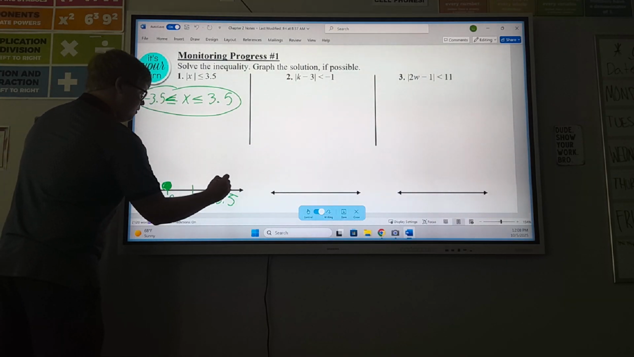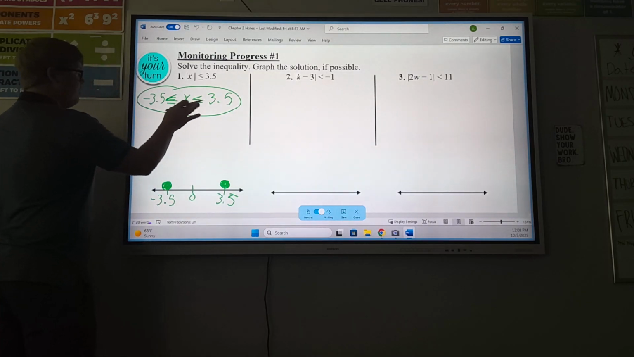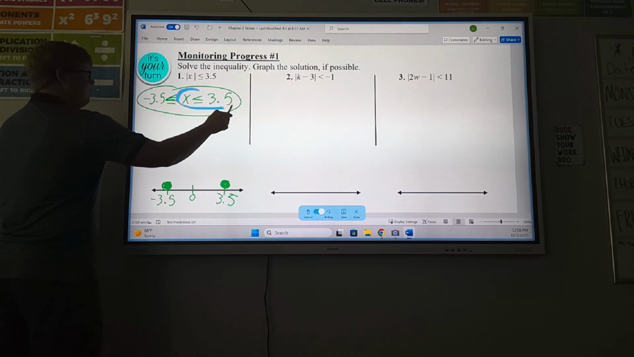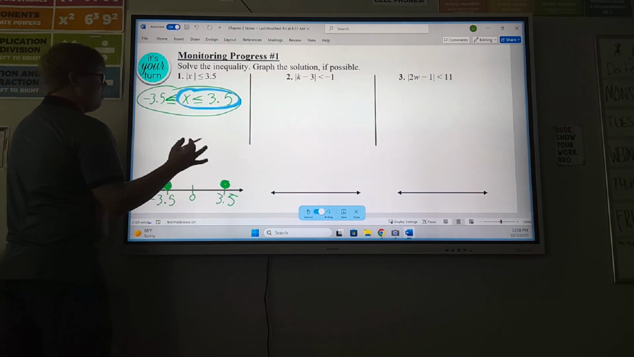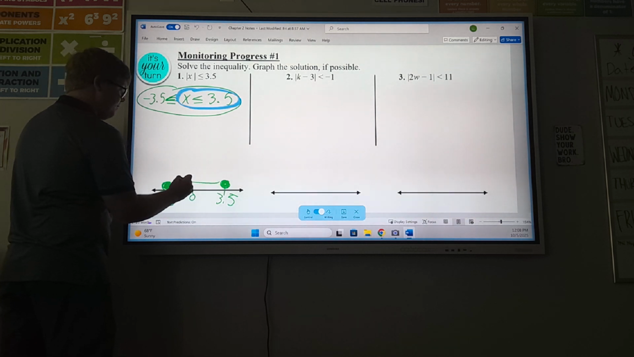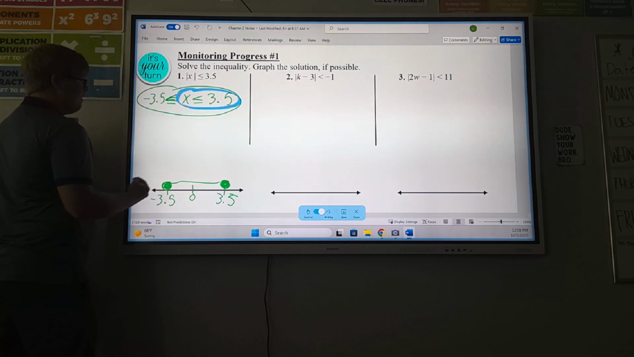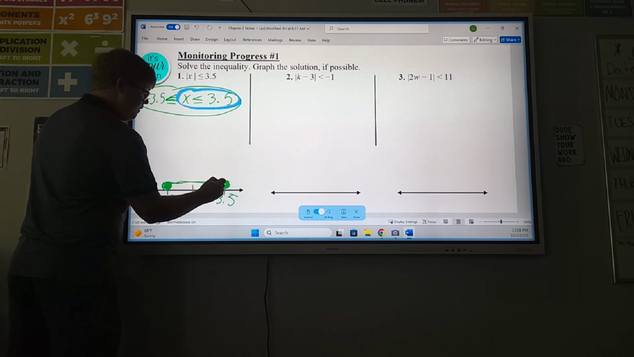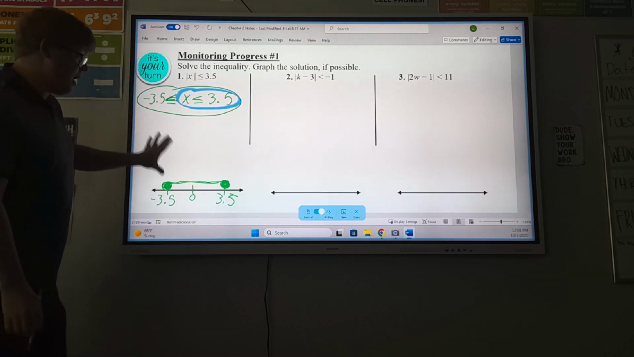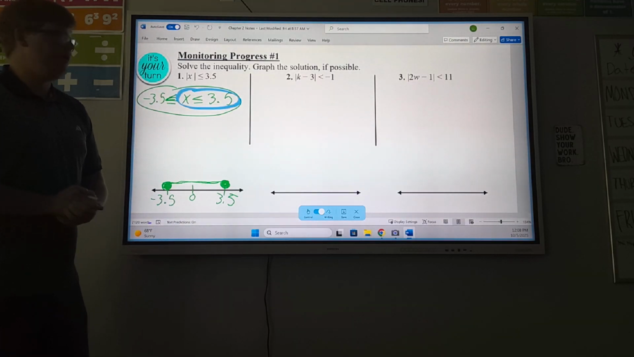This inequality alone tells us that our positive 3.5 is going left. And then this inequality alone tells us our negative 3.5 is going right. It's an and compound inequality with an and graph. Perfect, we can move on.